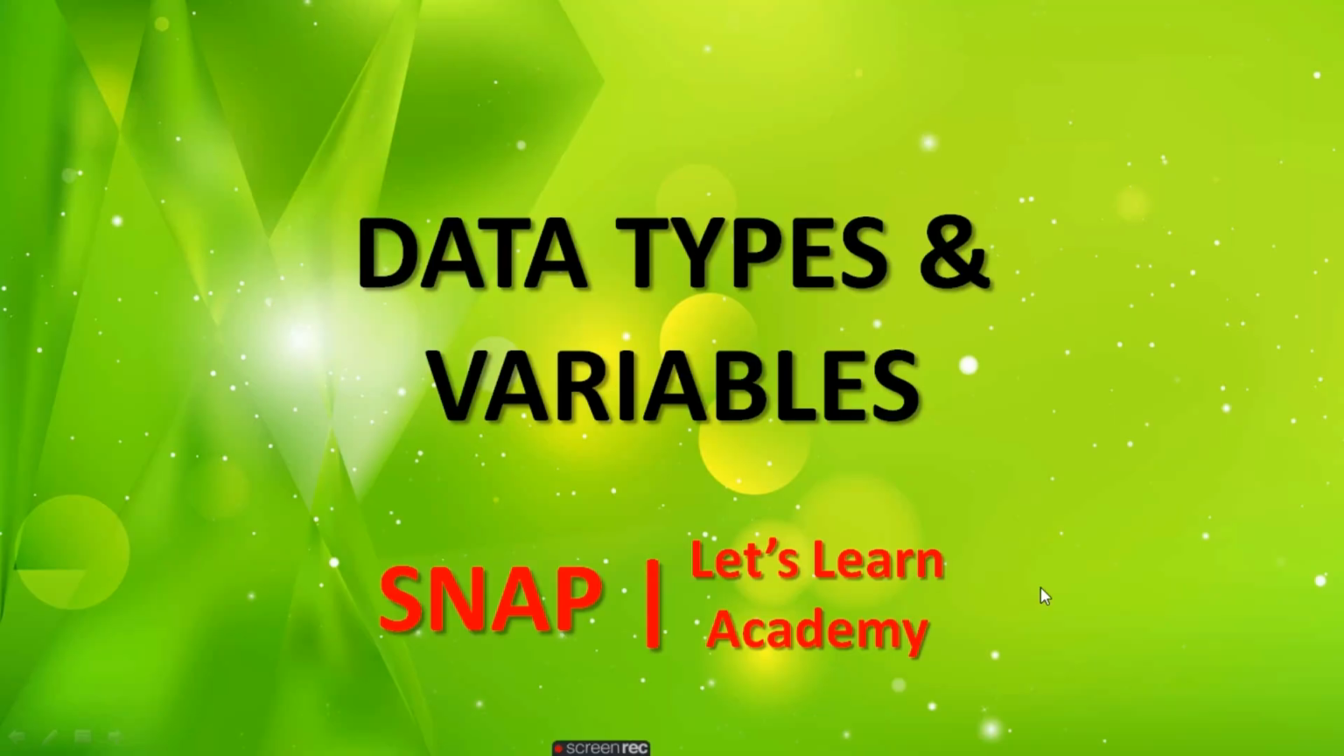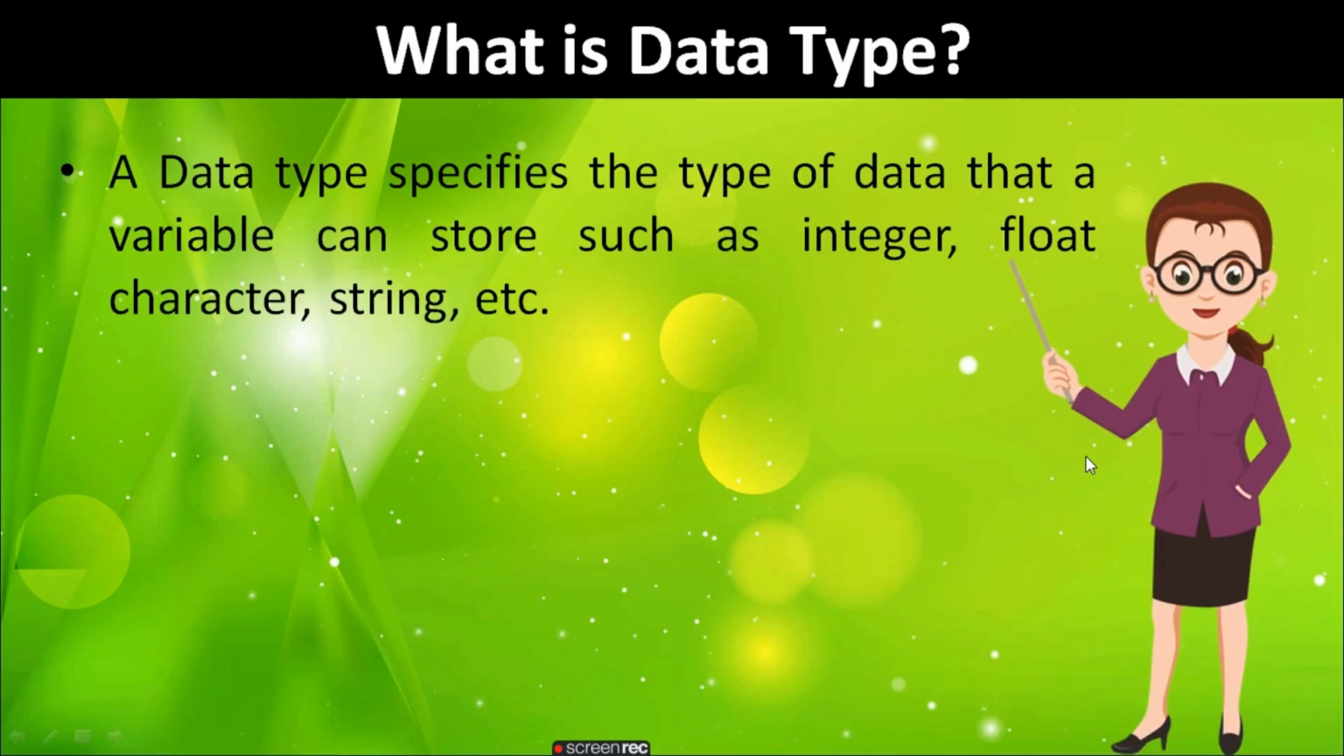Data types and variables. The data type refers to the type of value we are going to store in a variable, like integer, float, character, double, and the variable is a name or identifier which holds the value. Let us understand the data type. A data type specifies the type of data that a variable can store, such as integer, float, character, string, etc.